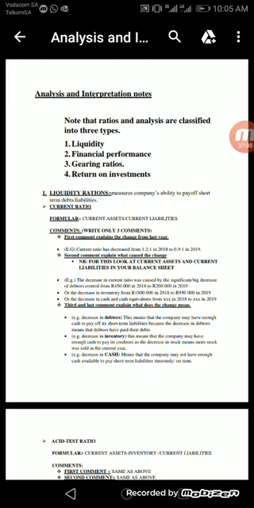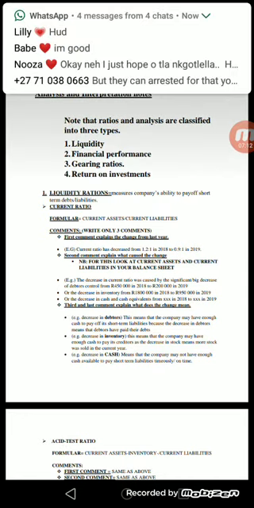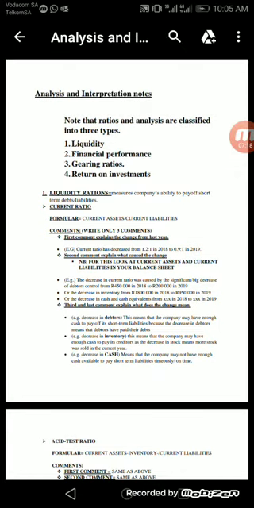So, if you can think about this, the assets, the current assets, you want the current assets to be more than your current liabilities. In that case, it means your current assets can be able to pay your current liabilities. All right.